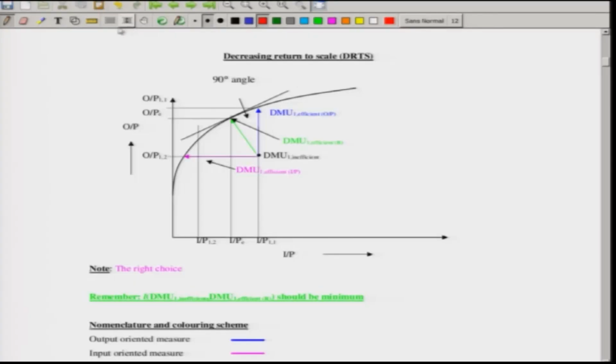So, let us consider this graph. So, this is the decreasing returns to scale, which is highlighted here. This is the decreasing return to scale which I have just highlighted.